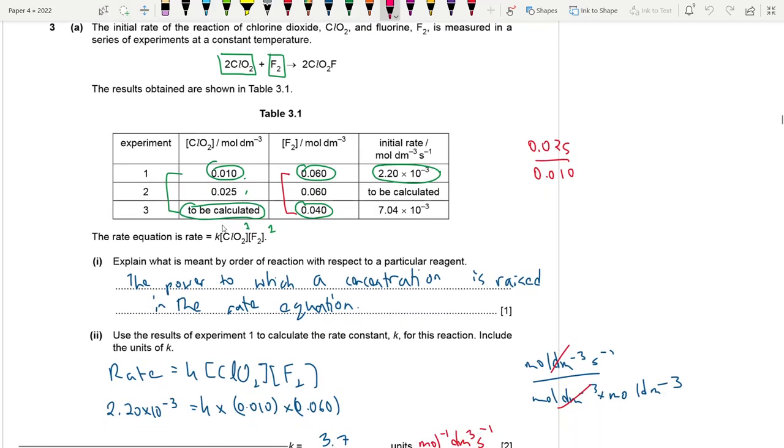They're saying that the rate equation is [KClO2]^1 and [F2]^1. Okay, that's the logic. That means it's first order with respect to both of them.